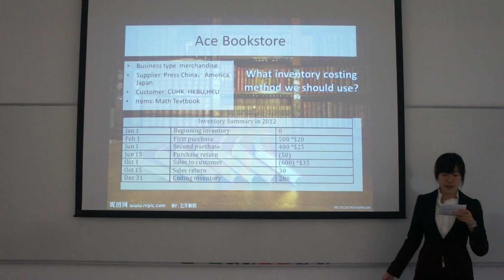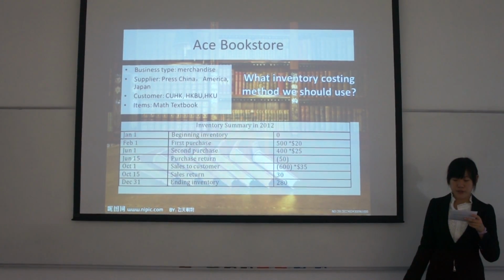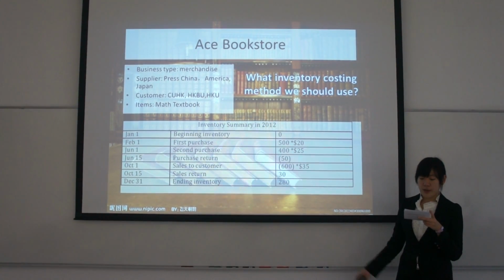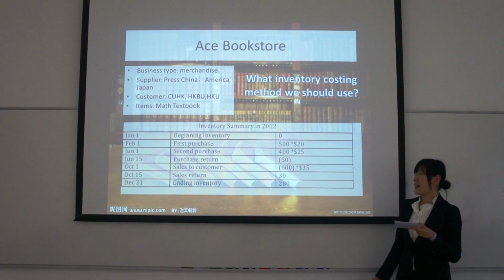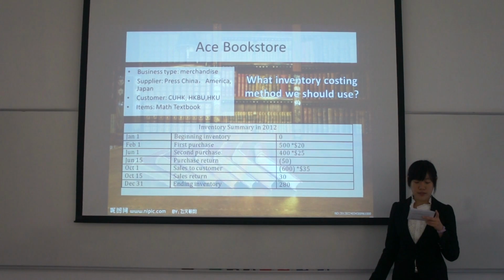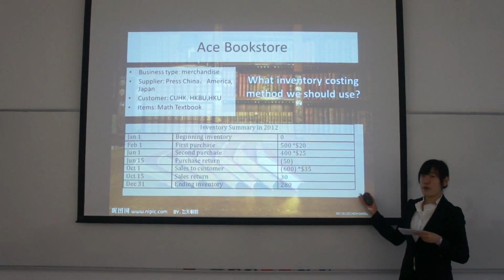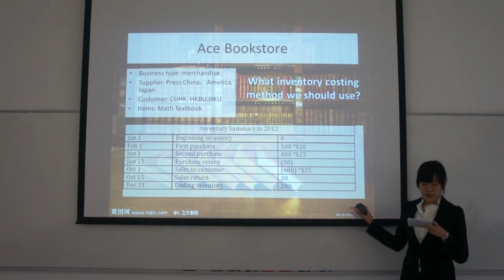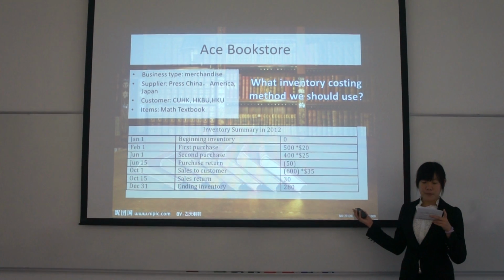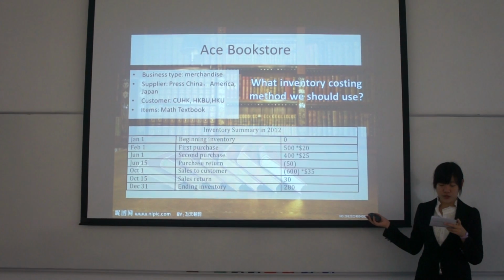At first, we need to determine what costing method we should use. Our inventory summary is like this for the year 2012. As we are a new company, there was no beginning inventory on January the 1st. And on February the 1st, we made the first purchase. That is 500 books for $20 each. And the second purchase was placed on June the 1st. That is 400 books costing $25 each.